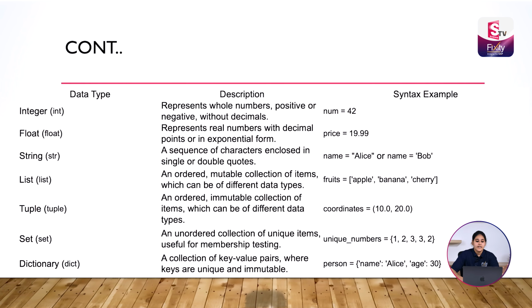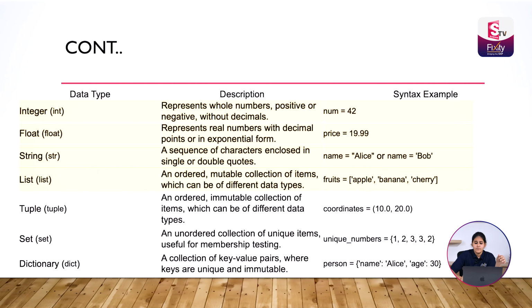Let's see the next slide. Here are the data types with their descriptions and syntax with examples. As I told you, integer is a whole number value. Here number is equal to 42, which is a whole number. And next is float. Float is a decimal number, which contains a decimal value. Price equal to 19.99. It is a decimal value. And string. String is a sequence of characters enclosed between single quotes or double quotes. See here, name is enclosed between double quotes and single quotes.